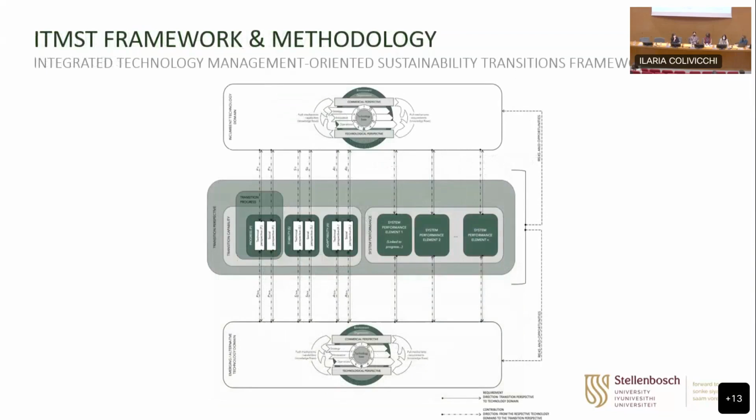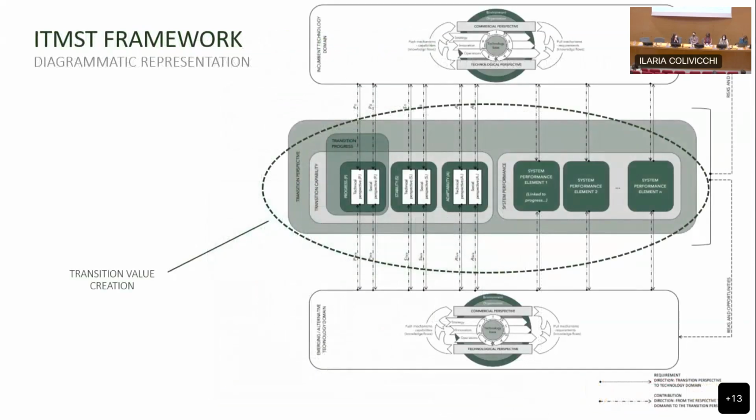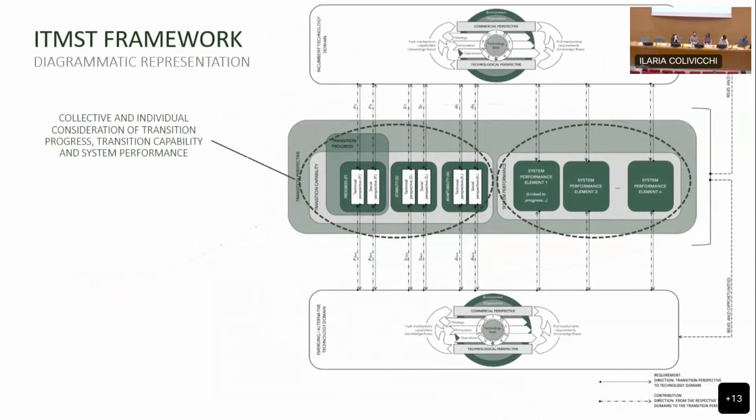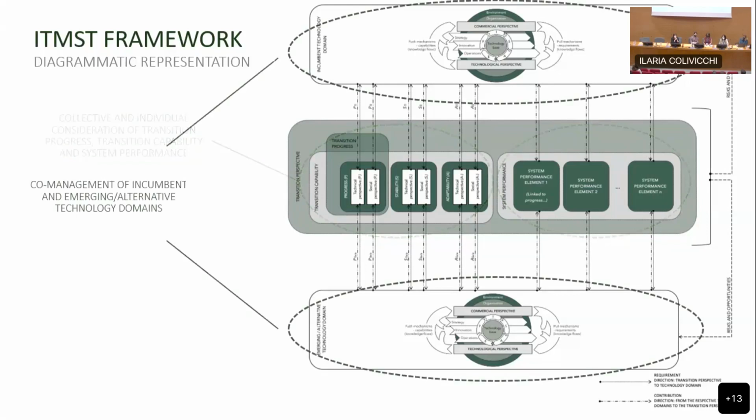So this is then the framework, which again, I won't get into the detail. I'll just briefly run you through where all of these different key aspects fit in. So there's this transition value creation, which you will see has all of these different elements that I mentioned incorporated in it. There's this collective and individual consideration for transition progress, capability, and system performance. It's also embedded and integrated into this framework. And then the co-management, you can see schematically also represented.